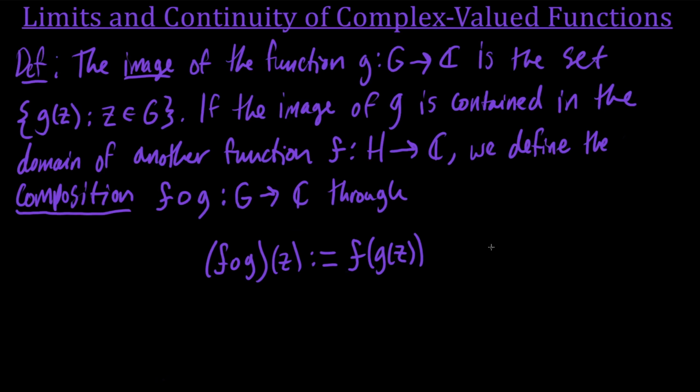Next, I want to go through the definitions of two other important concepts. The image of the function g from big G to C is the set of g of z's such that z is in G. Essentially, the image of a function is the set of the images of all the individual points within the domain. If the image of g is contained in the domain of another function f from H to C, we define the composition f composed with g from big G to C through f composed with g of z being defined to be f of g of z.